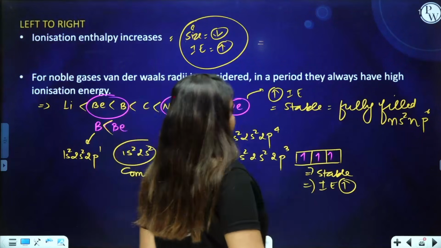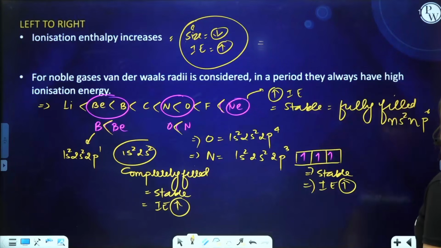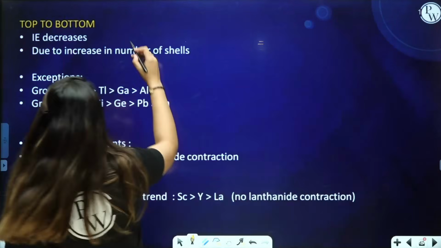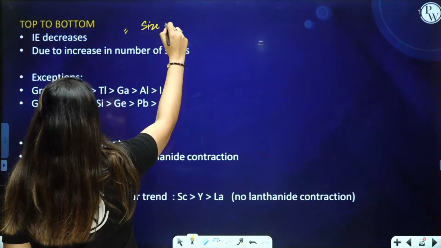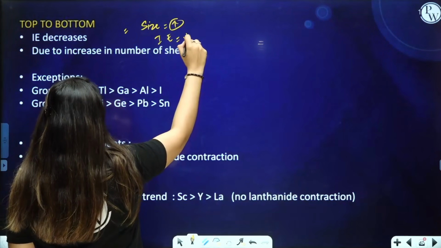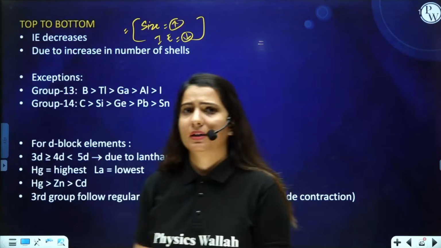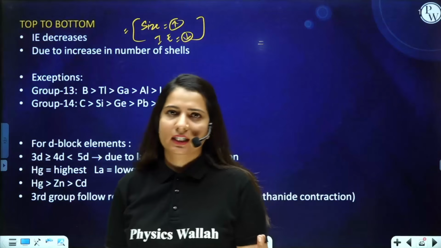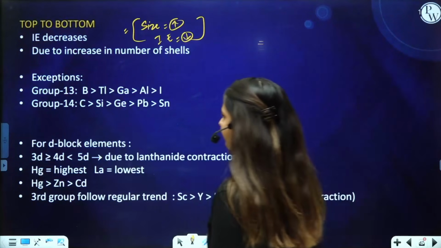Including the exceptions. Okay, let's move forward. Top to bottom, ionization enthalpy decreases because you know that top to bottom your size increases. So for sure your ionization enthalpy will decrease. We know this. There is no exceptional trend present over here. Size is obviously increasing due to the increase in the number of shells. Okay. Exceptions. There are exceptions.